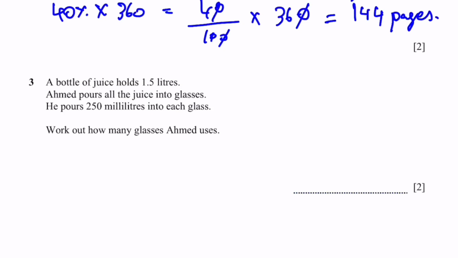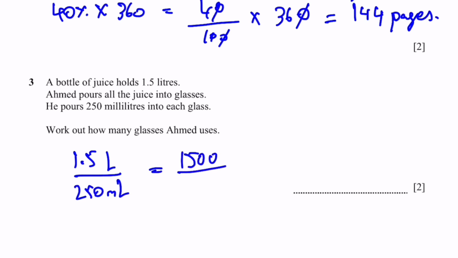Question 3. A bottle of juice holds 1.5 liters. Ahmed pours all the juice into glasses. He pours 250 ml into each glass. Work out how many glasses Ahmed uses. That's simply 1.5 liters divided by 250 milliliters. That's equal to 1500 by 250 when converting to the same unit. This is equal to, you can cancel this out, 6 glasses. That's the answer.